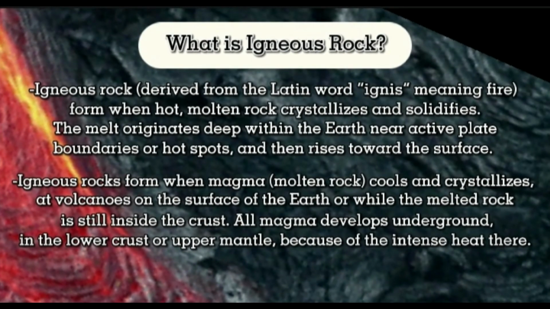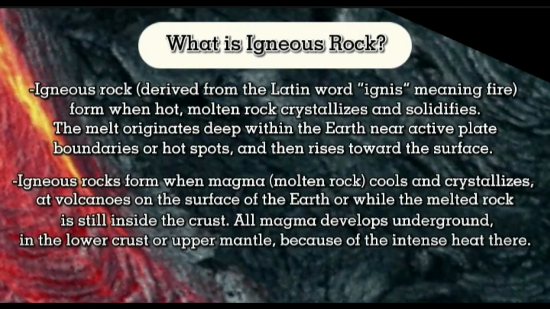So what is igneous rock? Igneous rock is derived from the Latin word ignis, meaning fire. Formed when hot, molten rock crystallizes and solidifies. The melt originates deep within the earth, near active plate boundaries or hotspots, and then rises toward the surface.